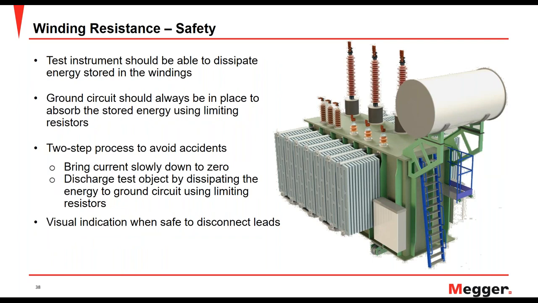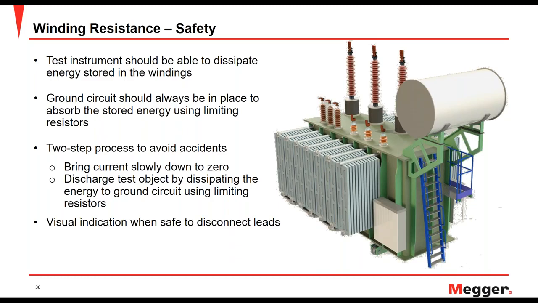So one of the key aspects of a test instrument is that it should be able to dissipate the stored energy in the winding. You should have ground circuits in place to absorb that stored energy using limiting resistors. Generally, a two-step process can be followed to avoid any accidents. Once the test is completed, the test current should be brought down slowly to 0. And once that is complete, the test object, in this case a transformer, should be discharged by dissipating that energy through the ground circuit using limiting resistors.